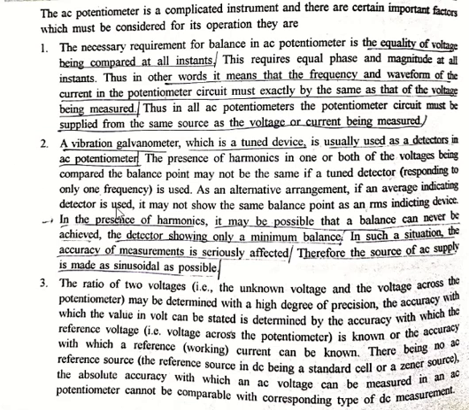Second, what kind of instrument we are using for balancing both voltages. And third is the ratio of voltages. The ratio of the unknown voltage and the voltage across the potentiometer may be determined with a high degree of precision. The accuracy with which the value in volts can be stated is determined by the accuracy with which the reference voltage, that is the voltage across the potentiometer, is known, or the accuracy with which the reference working current can be known. So we have to determine the ratios of voltages.